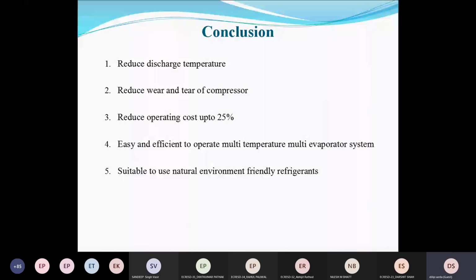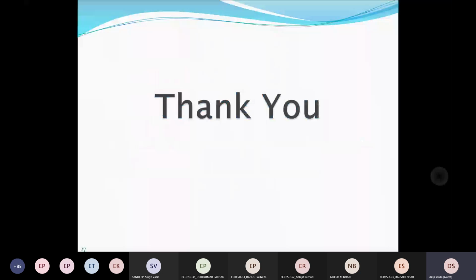Hence, I try to open the topic for discussion. Now we can discuss if you have any question, or if you want to point out if I missed something on this subject. I keep this session now for discussion. Any question? Participants, you can ask the questions if you have.